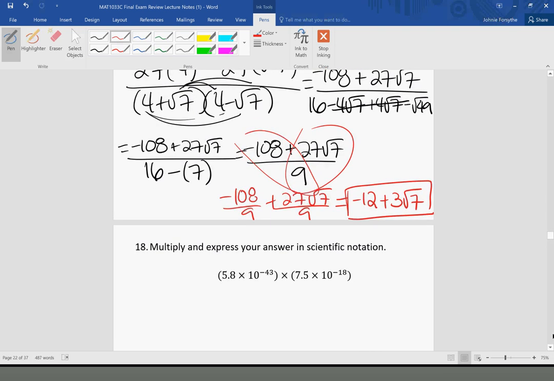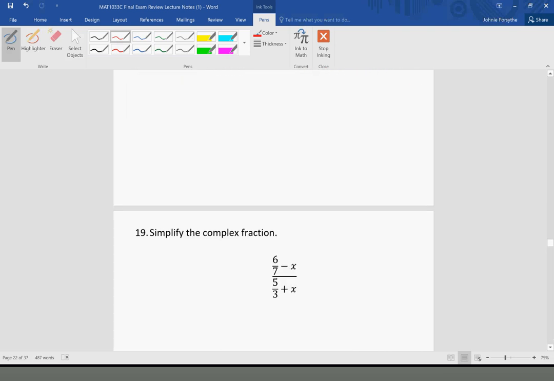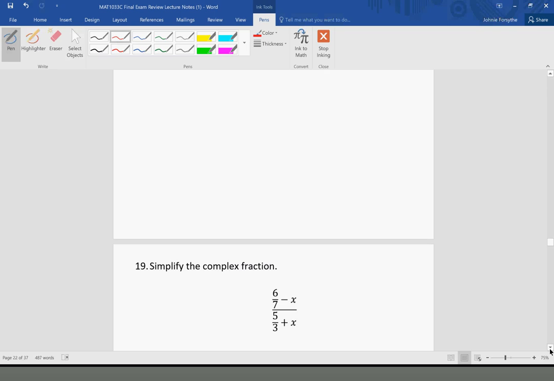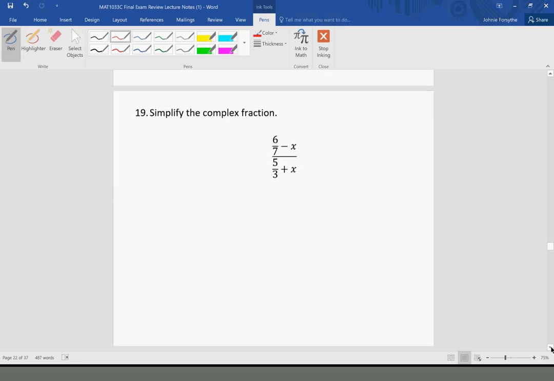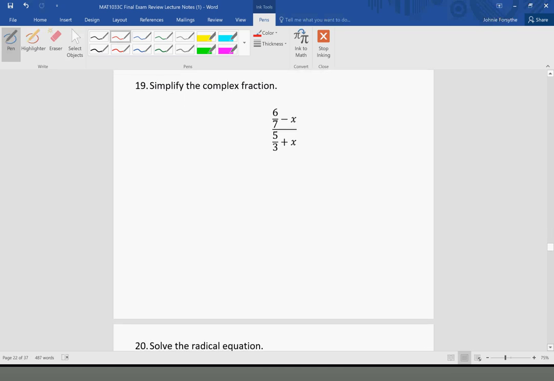Okay. I'm going to skip the scientific notation because I'm running out of time. This is a good one. Simplify the complex fraction. Okay, so this is similar to when we solved our, well, I don't want to say that. But you're using a least common denominator here. So you want to do what's called clearing out the fraction.